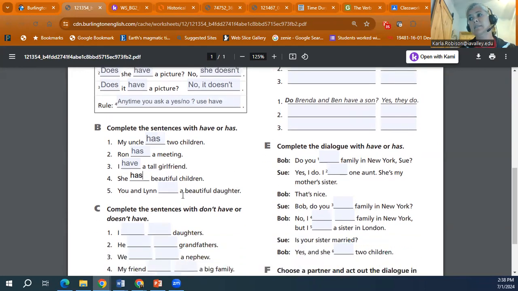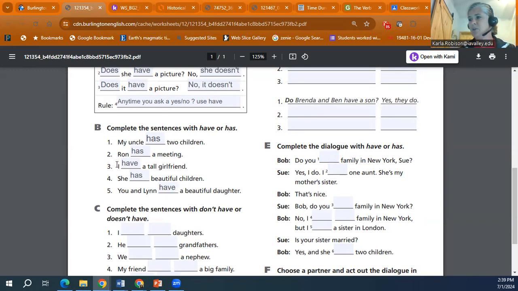You and Lynn. Okay, so now this one's a little different. Like Ron and my uncle, we're talking about one singular, and we could substitute he for either one of them. He has a meeting. He has 2 children. But with this one, I have multiple people, and I have the pronoun you. Anytime I have more than one person, I'm going to use have. You and Lynn have a beautiful daughter. Okay. Does that make sense?